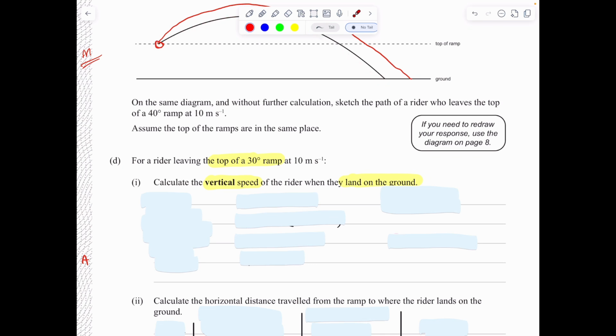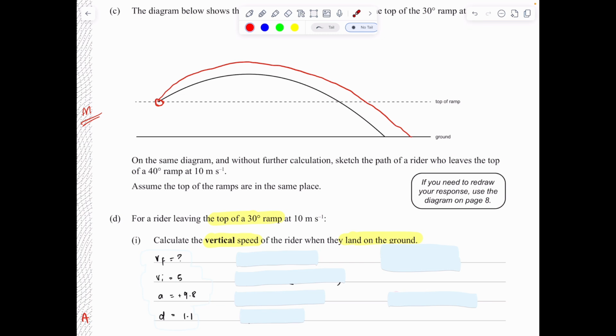Let's figure out what we have and what we don't have. VF, which is the vertical velocity, the final vertical velocity down here. Before we made the final vertical velocity up top, but now we want to work out this as the final vertical velocity. So let me label VI vert and then VF vert.